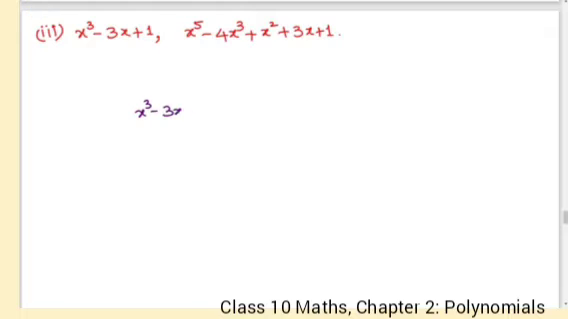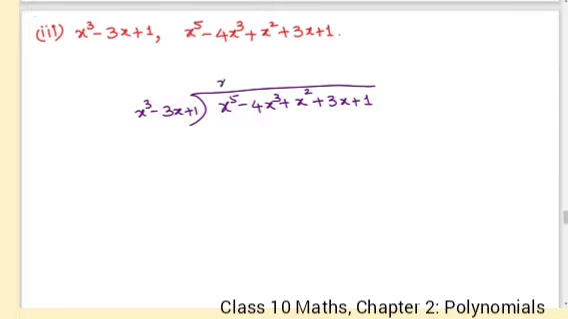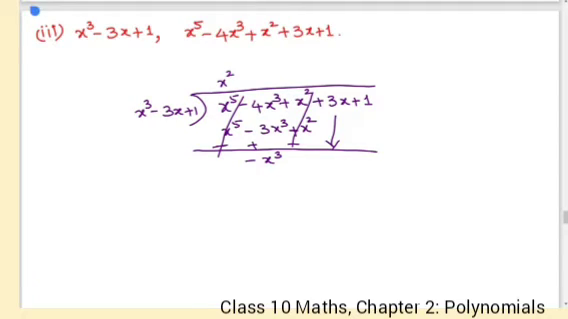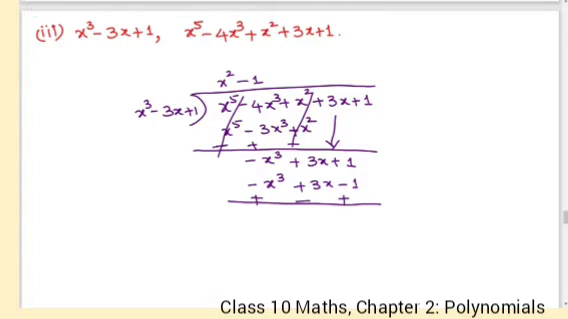Third one, divide these two terms, x raised to 5 minus 4x cube plus x square plus 3x plus 1 with x cube minus 3x plus 1. Multiply it with x square, you will get x raised to 5 minus 3x cube plus x square. Signs get changed and get cancelled. Remaining terms are minus x cube and other terms are 3x plus 1. Now multiply it with minus 1, you will get minus x cube plus 3x minus 1. Here signs get changed and all the terms get cancelled, but here 1 plus 1 becomes 2.